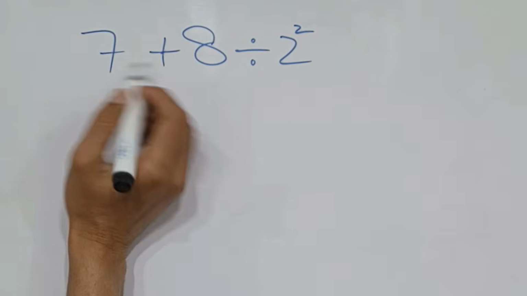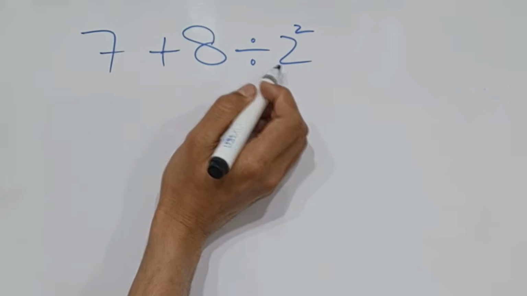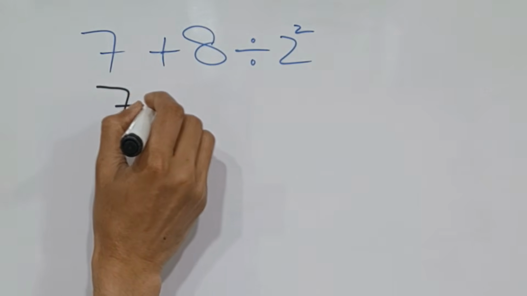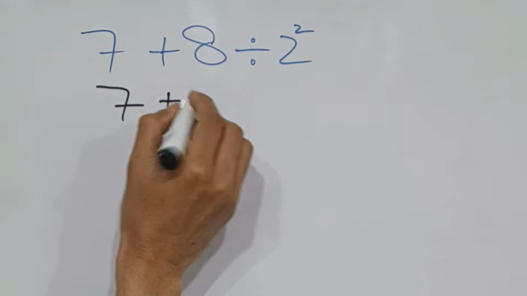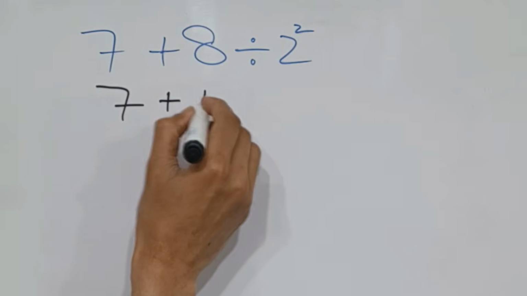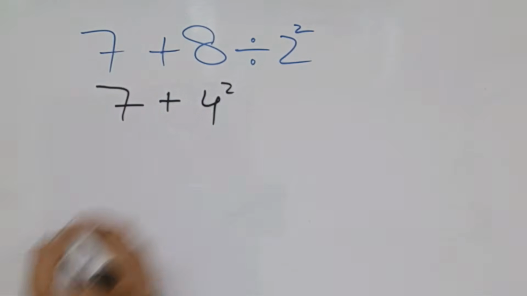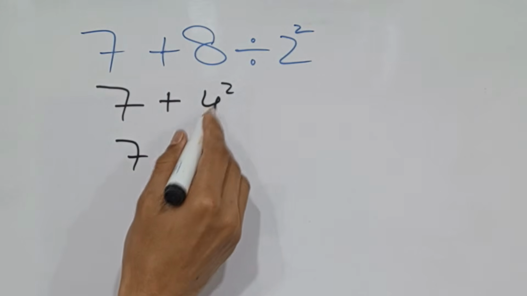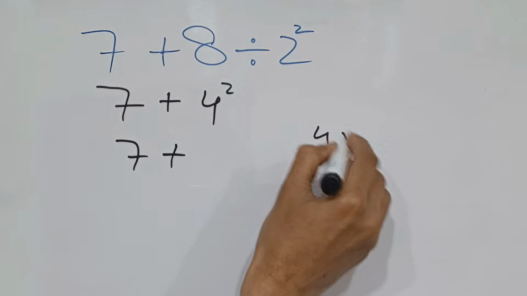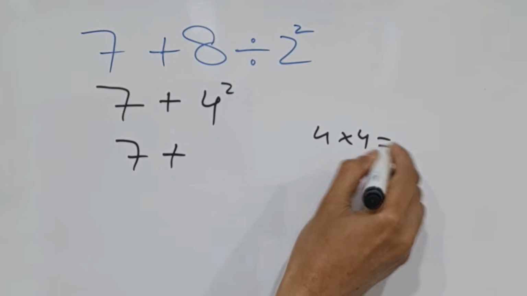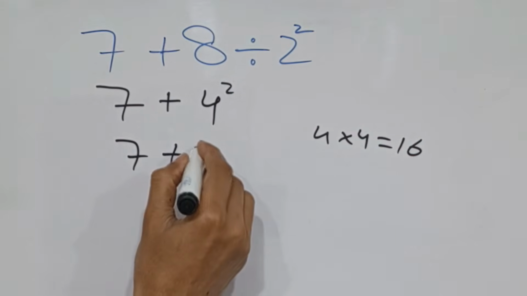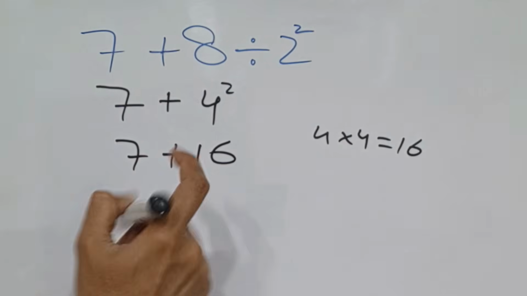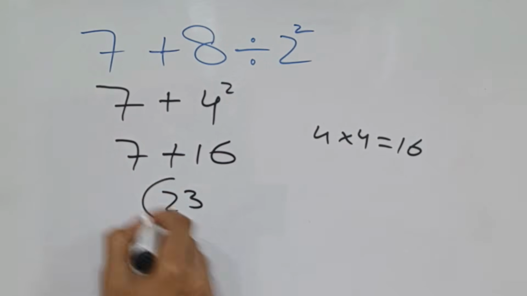Hey guys, we have 7 plus 8 divided by 2 squared. Okay, 7 plus 8 divided by 2 equals 4, squared, right? Now 7 plus 4 squared means 4 times 4 equals 16, right? 16. Now 7 plus 16 equals 23.